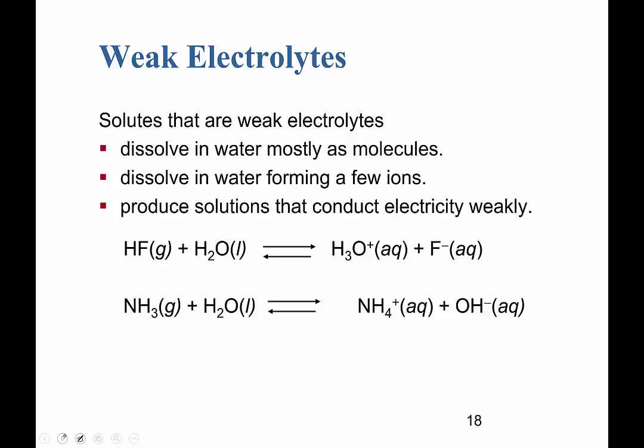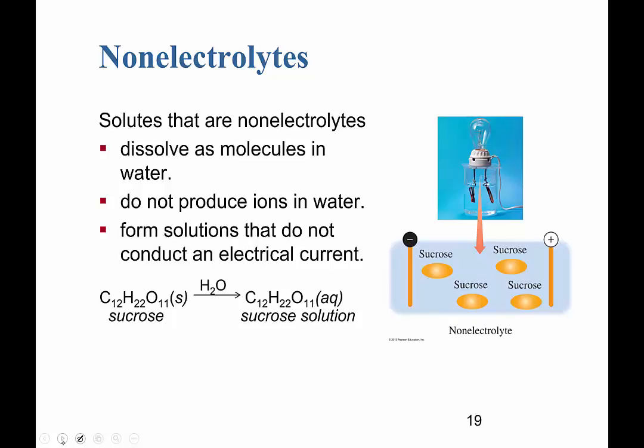Now, if they're weak electrolytes, they only form a few ions. So now we're going to show this with a double arrow. Last time for strong electrolytes, we just had 1 arrow going like that. For a weak electrolyte, we're going to see 2 arrows showing that it's reversible. So it forms a few ions, but those few ions also go back and result in things not being dissolved. Now, things that are non-electrolytes, nothing happens. They don't produce ions in solution, and they don't usually conduct electrical currents.